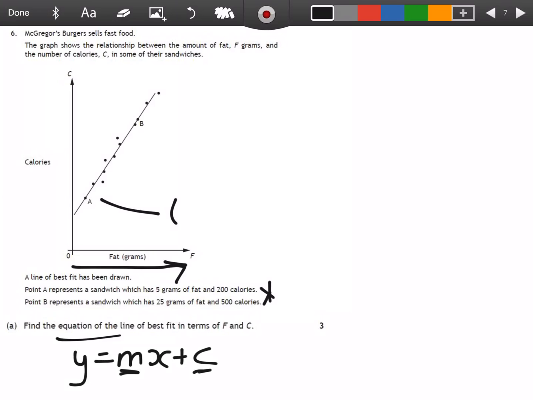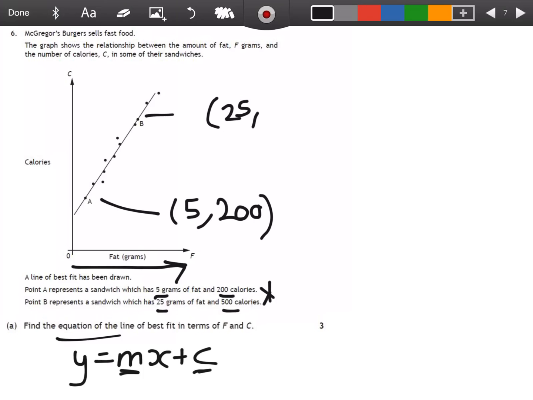So point A is 5 across. That'd be number 5, 200. That's the coordinates of point A. Here's the coordinates of point B.